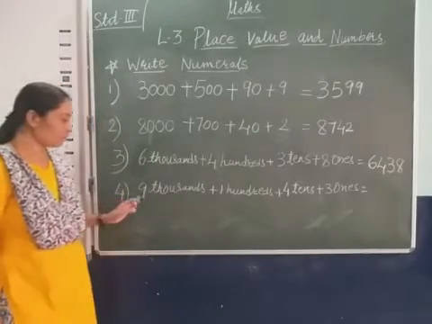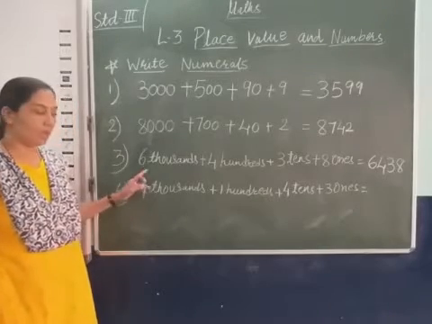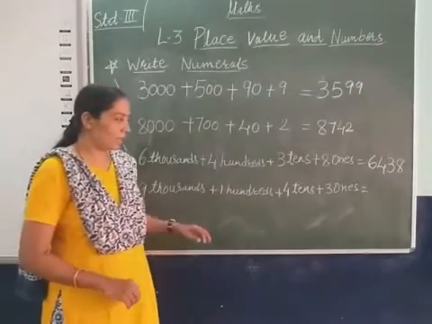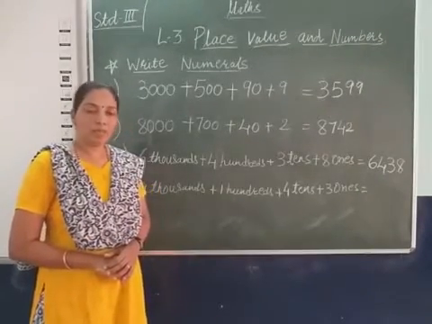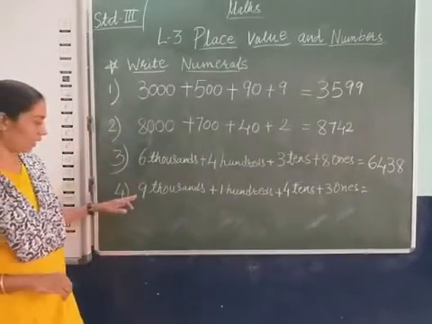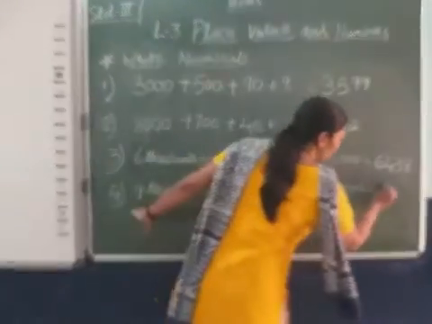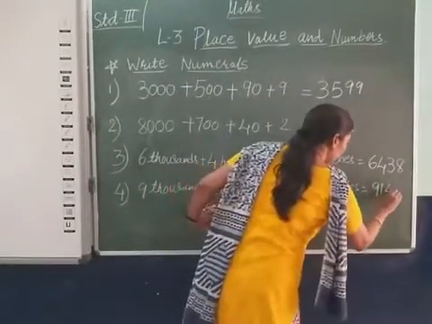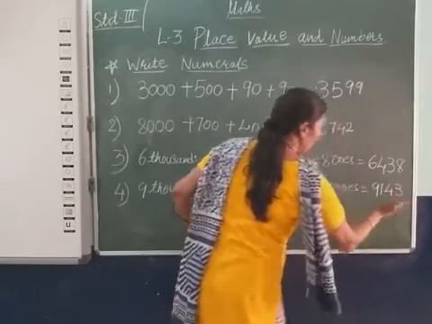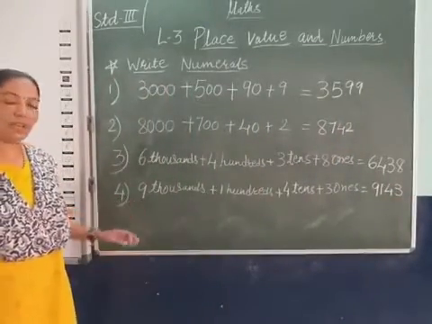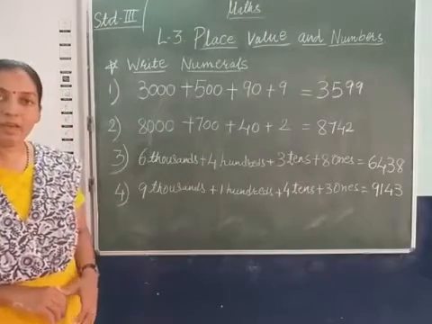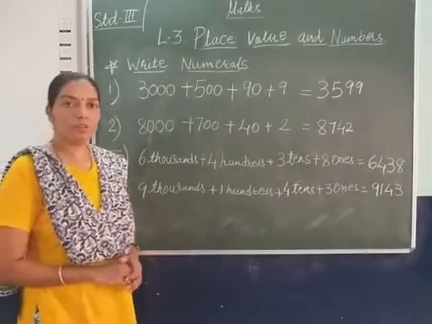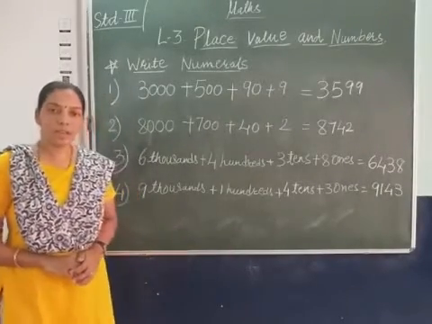6438. Next question is 9000, here also given in words: 9000 plus 100 plus 4 tens plus 3 ones. We will write the number for it: 9000. So thousands place we will write number 9. 100, 4 tens and 3 ones. The expansion is given here 9000, 100, 4 tens and 3 ones. So the number will come 9143. We will read as 9143.